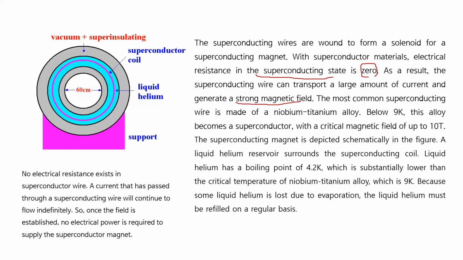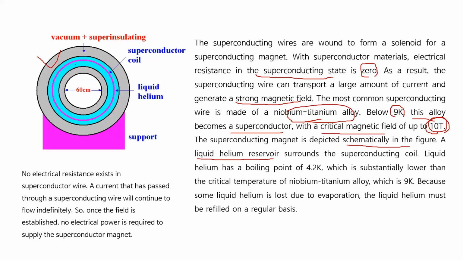The most common superconducting wire is made of niobium titanium alloy. Below 9 Kelvin, this alloy becomes a superconductor with a critical magnetic field of up to 10 Tesla. The superconducting magnet is depicted schematically in the figure here. A liquid helium reservoir surrounds the superconducting coil.